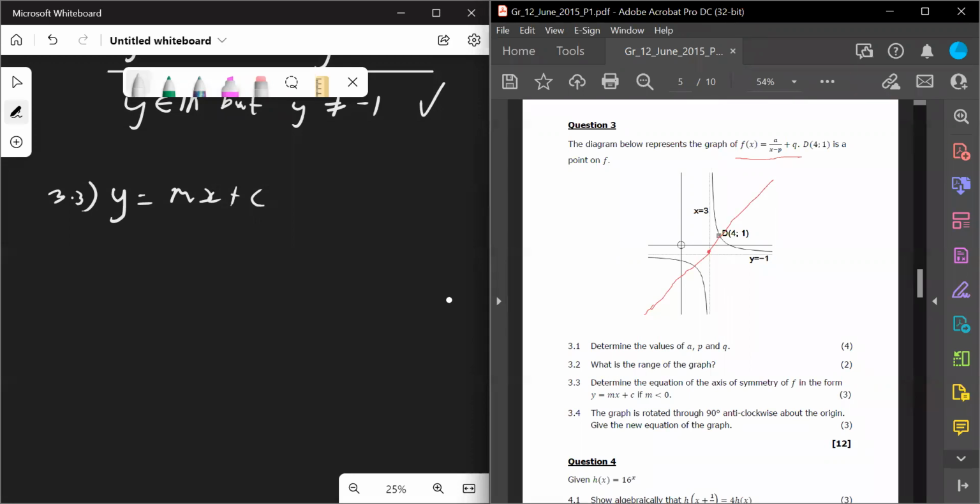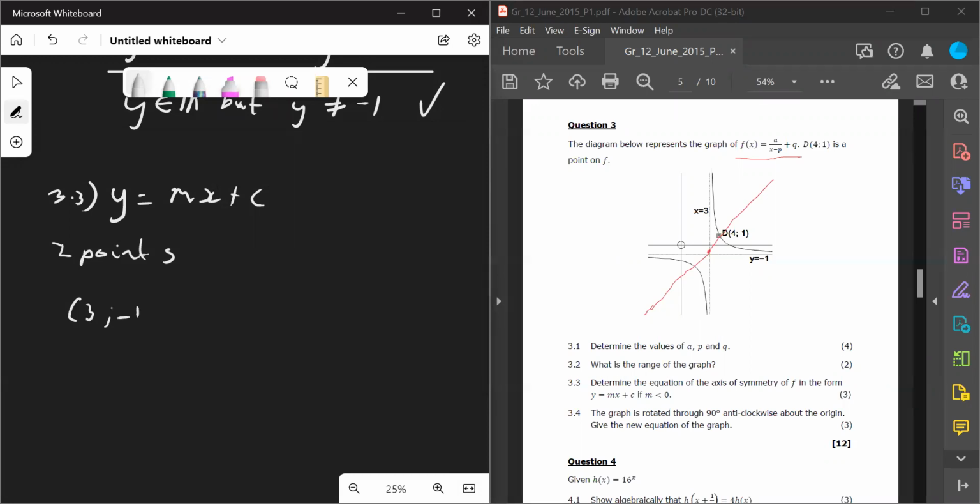So we need to determine that equation in the form mx + c. Usually to determine the equation of a line, we need 2 points on that line, right? Let's look for the 2 points that we do have. Our 2 points can be where the asymptotes meet, and that point is (3, -1), right? And can we use D, which is (4, 1)?